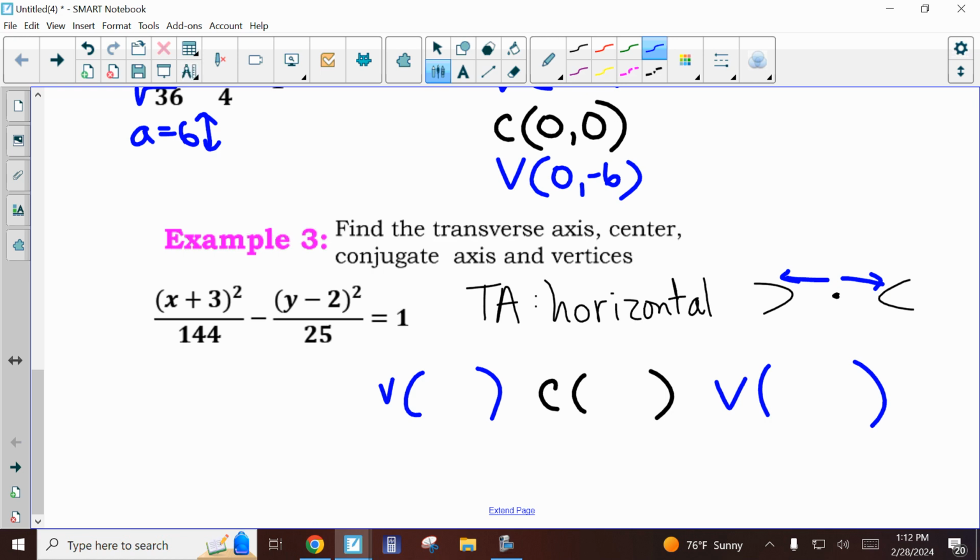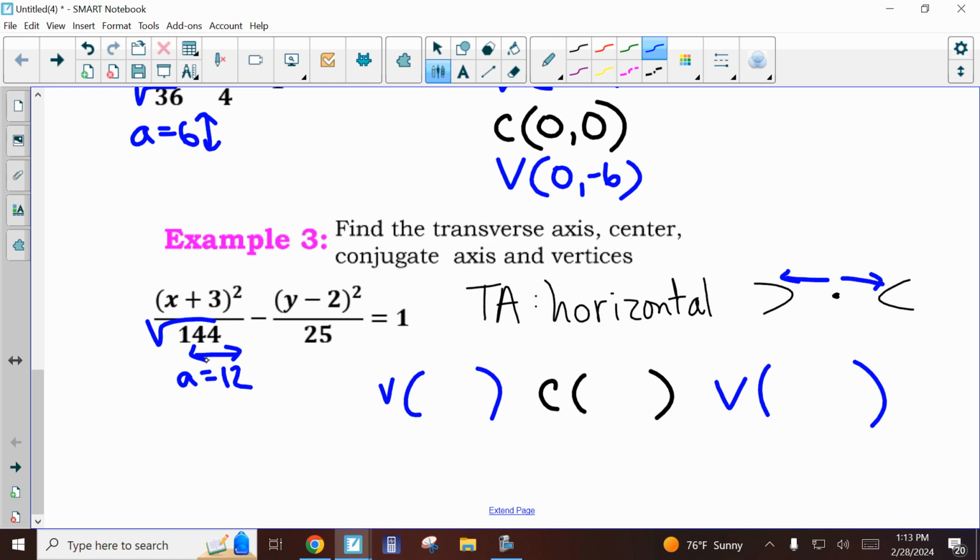So it's not diagonal. There are no diagonal axes. It's either vertical or horizontal. So how much do we have to move? We square root it. It's always the first one. You just square root the first one, and that's a equals 12. And because it's horizontal, that means 12 left and 12 right.